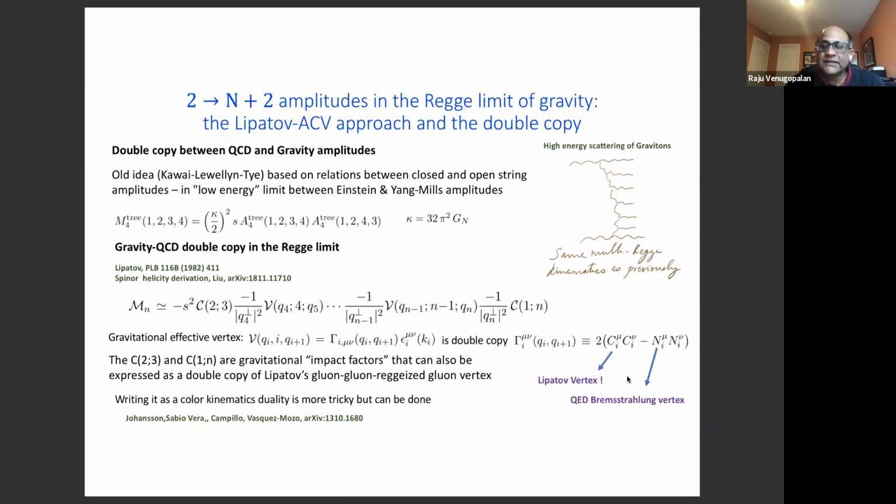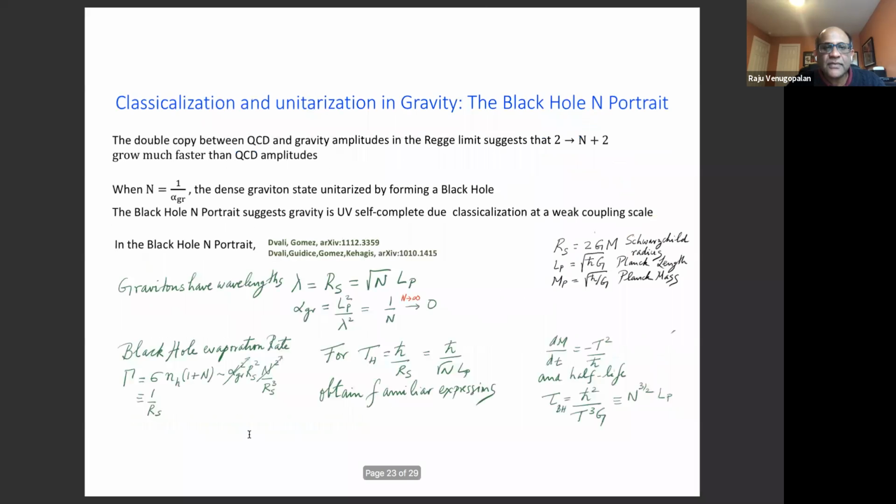And this is kind of remarkable, because in 1982 it was extremely surprising that you could really think of constructing a gravitational amplitude in this way. Now you can rewrite this as a color-kinematics duality as well, but it's much more tricky, and is discussed in this paper by Johansson, Sabio Vera, Serna Campillo, and Vázquez-Mozo.